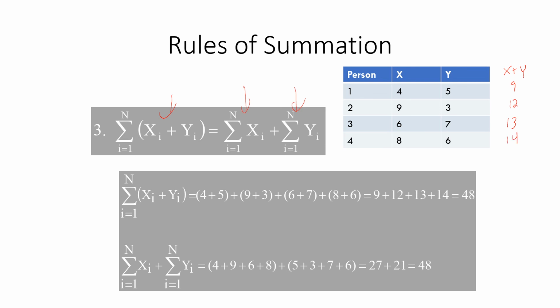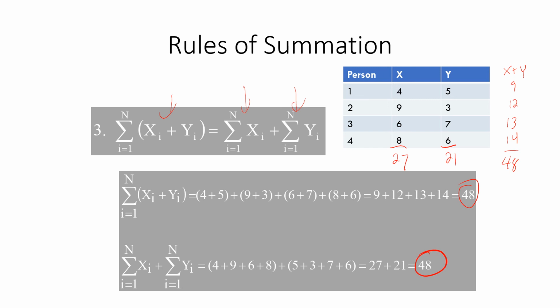We've got those first and then we add those up, and you get 48, which is this 48 right here. However, let's say we just took the sum of x first. 4 plus 9 plus 6 plus 8, which is 27. 5 plus 3 plus 7 plus 6, which is 21. Add 27 plus 21 and you get that same 48.